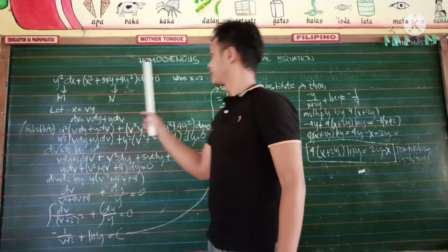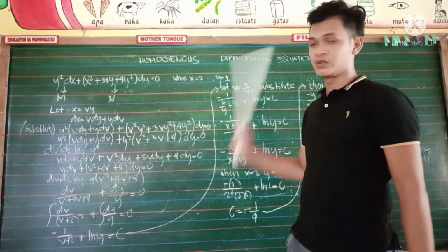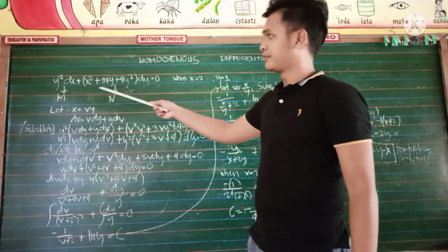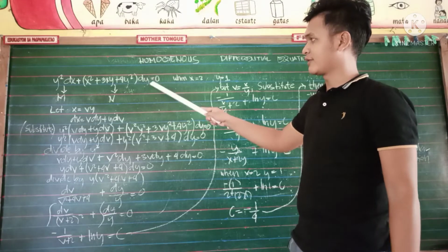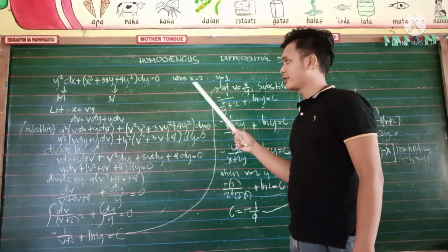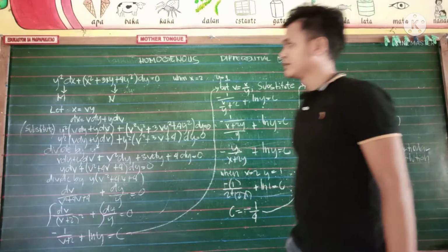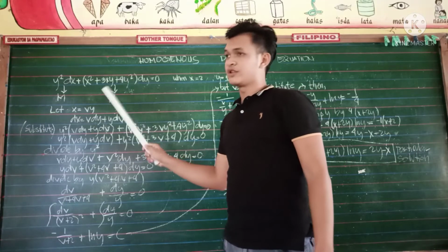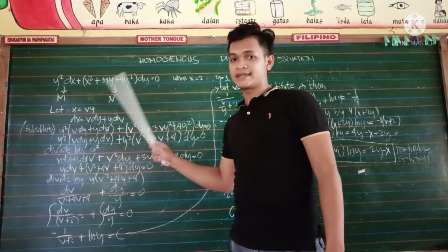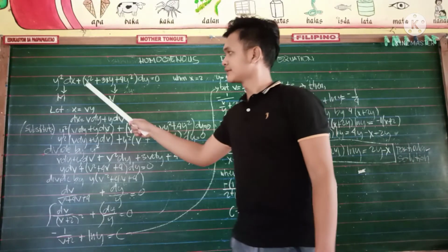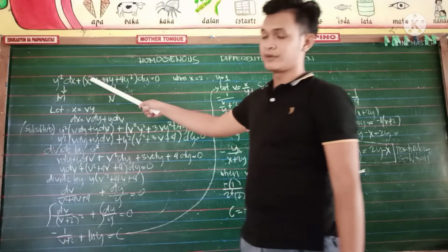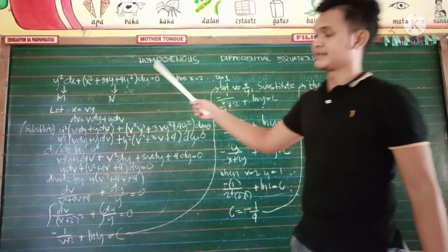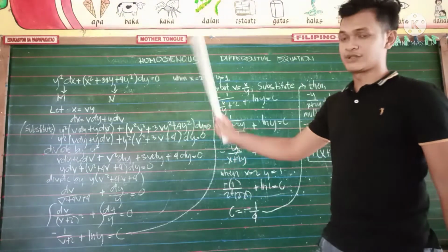Our first sample problem of a homogeneous differential equation is y squared dx plus (x squared plus 3xy plus 4y squared) dy is equal to 0, and when x is equal to 2, y is equal to 1. The homogeneous differential equation is called homogeneous if the terms in x and y have the same degree. Here x has exponent 2 and y has exponent 2, so they have the same degree, so this is a homogeneous differential equation.